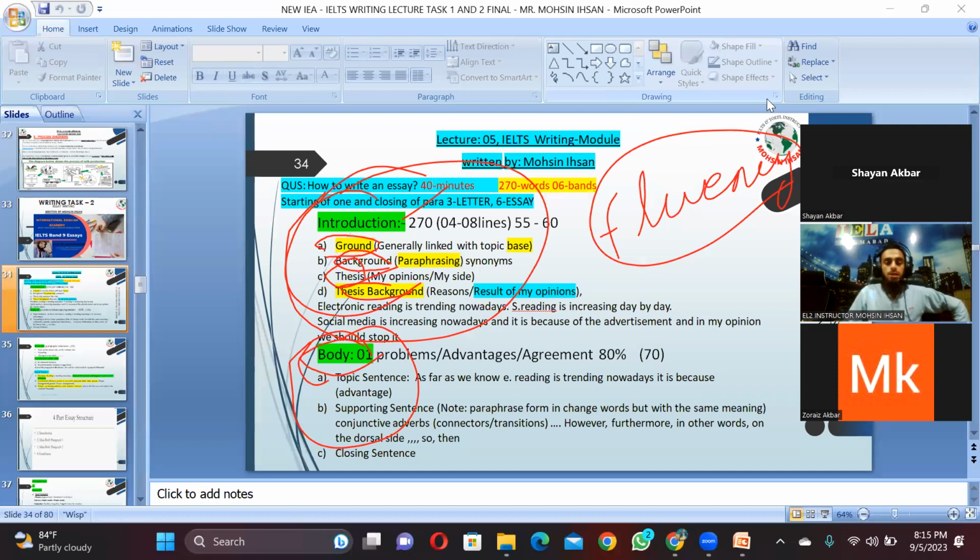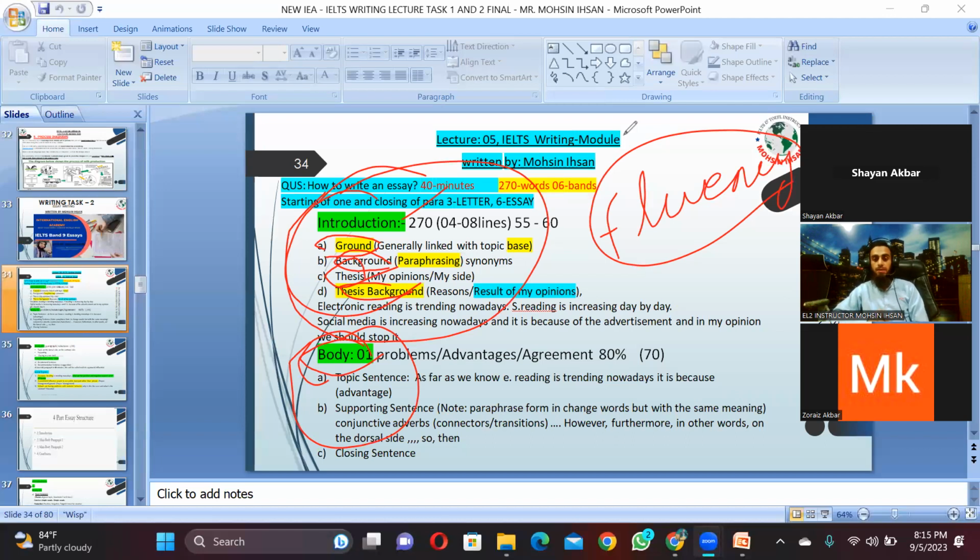Coming towards our topic, as far as body one is concerned, if the essay is of problem and solution, in body one you're supposed to talk about problems, and in body two you're supposed to talk about your solutions. If the essay contains advantages and disadvantages, in paragraph number one you discuss advantages, and in paragraph number two you discuss disadvantages. Good.